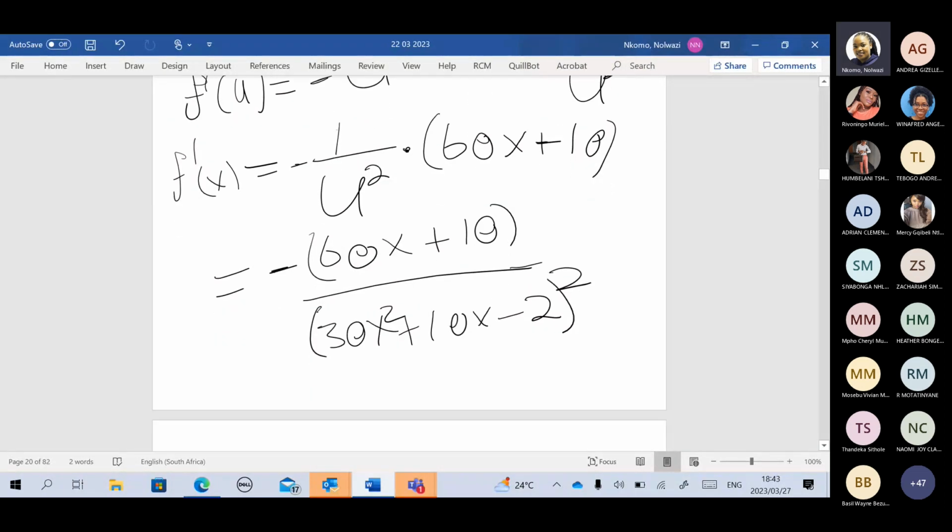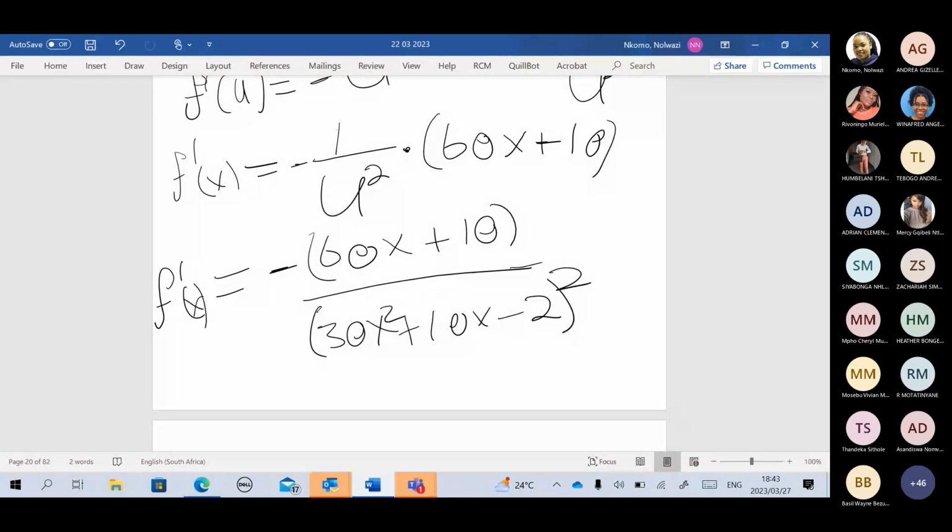If our f of x was 1 over 30x squared plus 10x minus 2. Okay, any questions? Good evening, Mr. Goma. Is that where it would end? Yes.